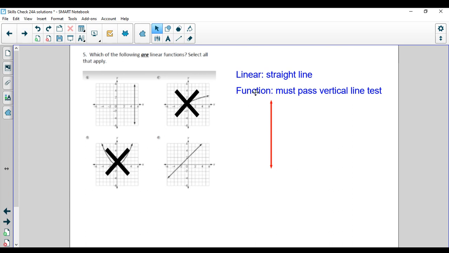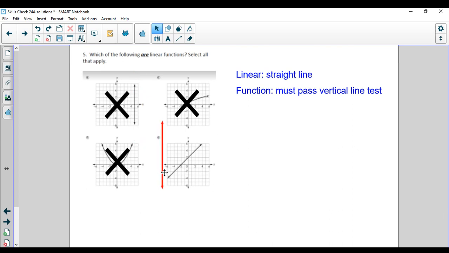So now we have to think of the word function. A function means that that graph has to pass a vertical line test. So here I have my vertical line. I'm going to cross the grid with it. And if my graph touches it more than once, which here it actually touches it an infinite amount of times, that means this one's not a function. So we're going to put a big old X there.